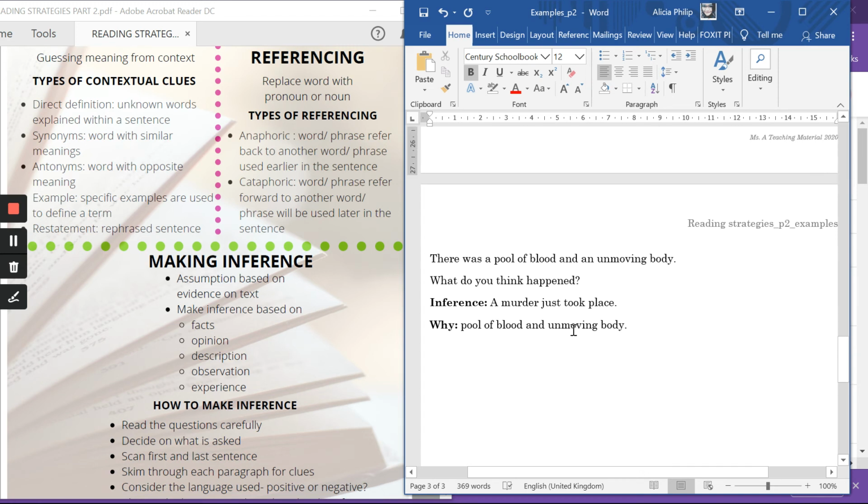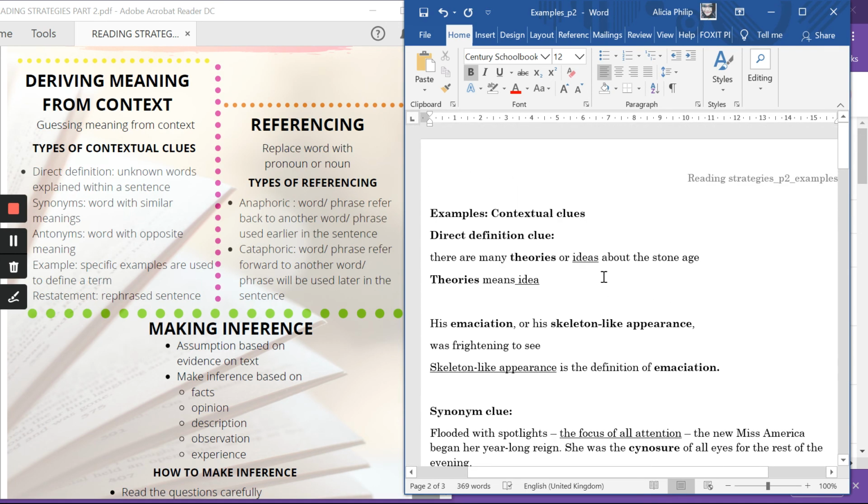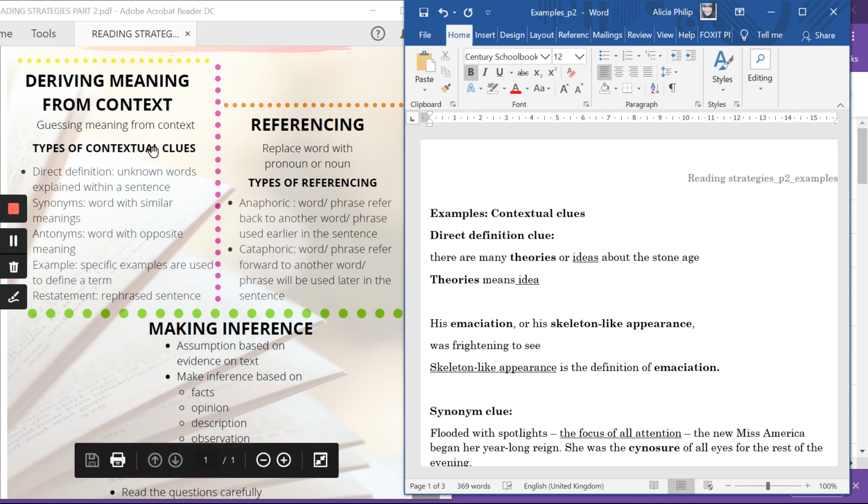So basically, these are the three strategies and the examples that were explained to you for you to be able to understand. Once you understand this, you're able to apply it and answer reading comprehension questions better. These are all very famous questions, but for example, deriving meaning has two questions, referencing has one question, making inferences will always have one question. So it is commonly asked in your reading comprehension.